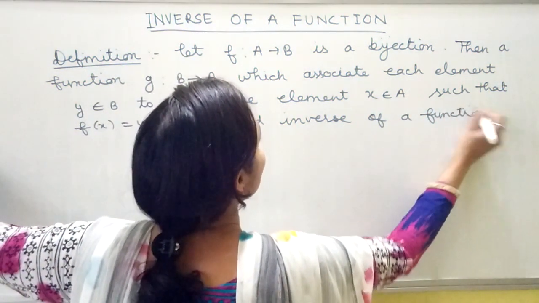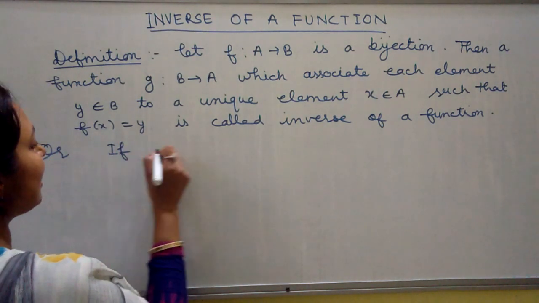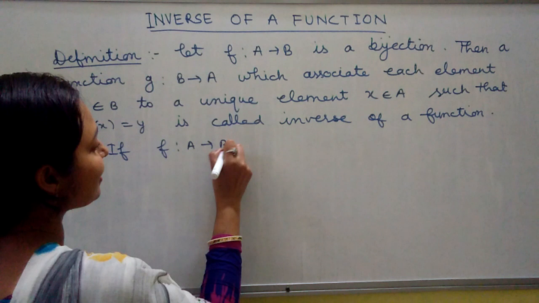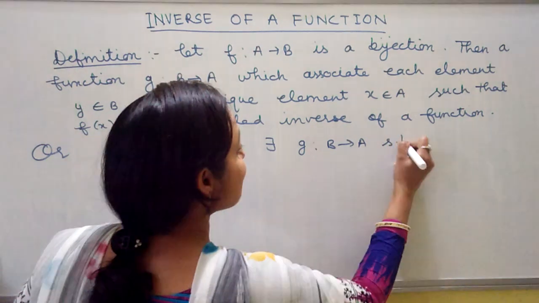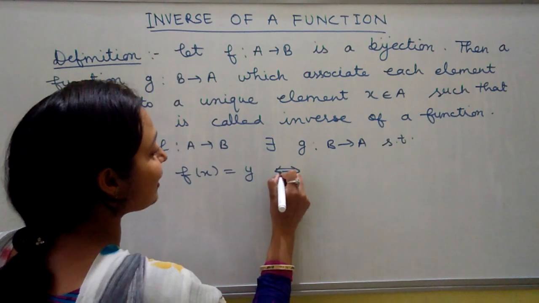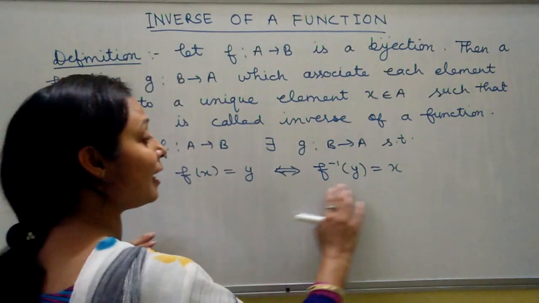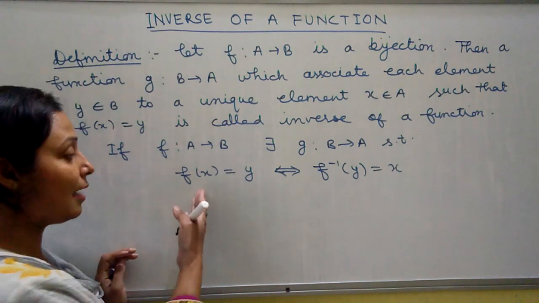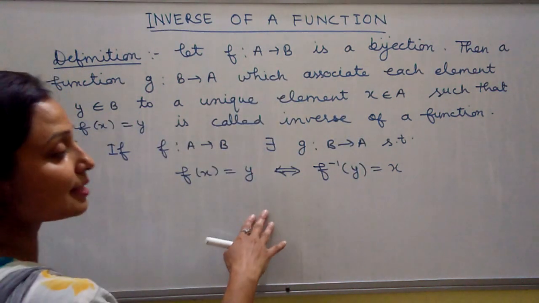Okay, so in simple words we can say that if f from A to B, there exists g from B to A such that f(x) = y. This implies both ways: f inverse y = x, or if f inverse y = x, then f(x) = y. So this is the main definition of the inverse.